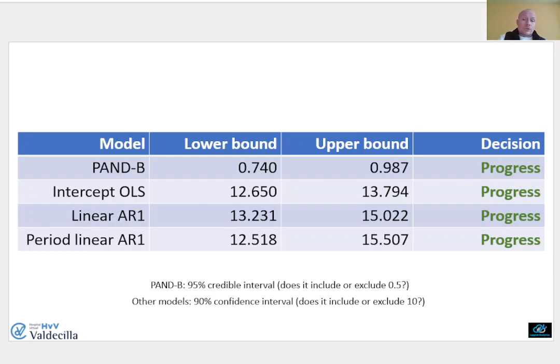So the other 3 models here yield 90% confidence intervals that are completely above 10, which leads to the same conclusion. And although these 4 models yield somewhat different results, I cannot think of any possible theoretical or practical case in which one model would say progress and another model would say repeat the year without an exam.